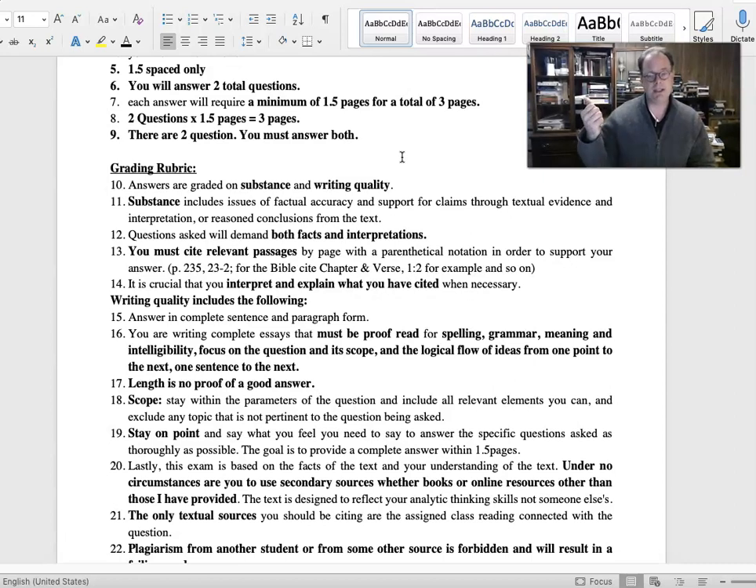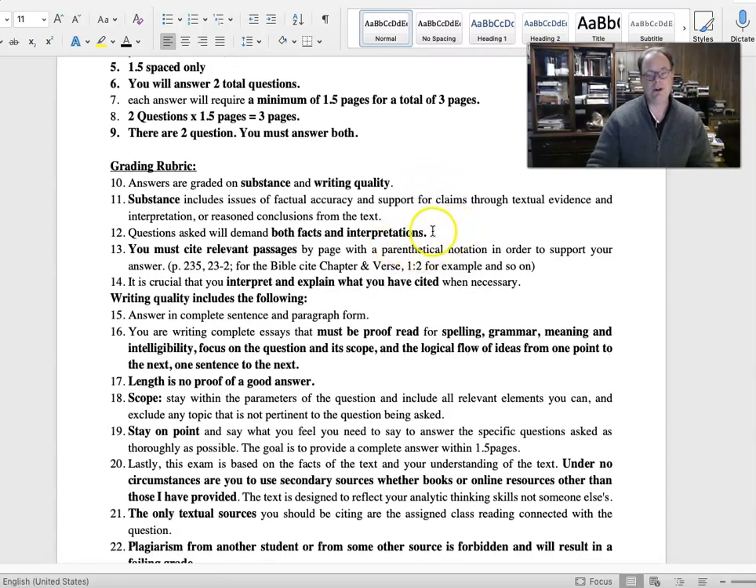So the bit of substance, number one, is factual accuracy, and number two is interpretation, or you could just call it reasoned conclusions from the text. Facts are things you find pretty self-evidently in the text. Interpretations are conclusions you've reached based on the text that start to go beyond the text itself. I'm asking you to write in an essay format, which is to say complete sentence and paragraph form. I'll talk more about that in just a moment.